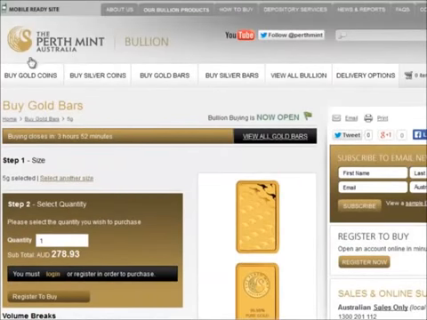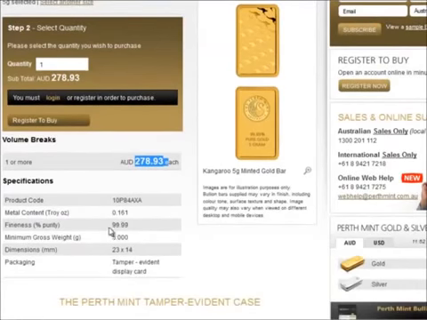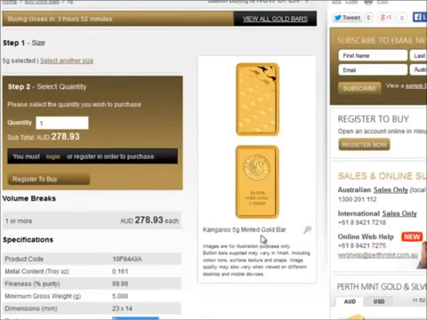So here we are in the Perth Mint. I'd already set this up for you. Here's the Perth Mint, and there it is there. It's 278.93. And what are we getting? We're getting 99.99, which is the 999.9 fine. The minimum is 5 grams. That's cool. And here's their blister pack, tamper evident display card, they call it. That's okay. And it's a nice looking gold bar. There it is. It looks very, very nice.